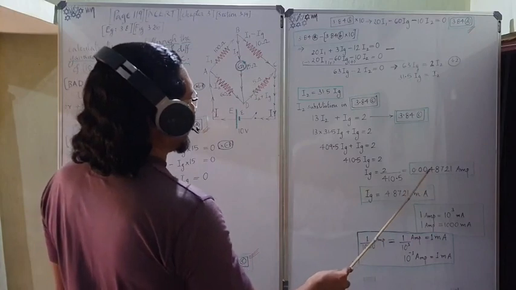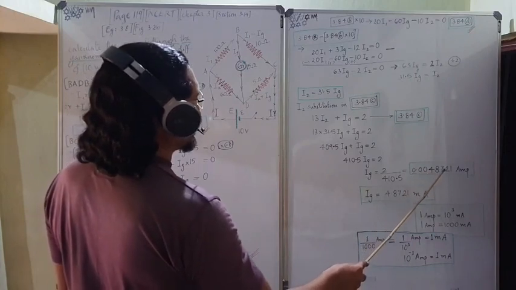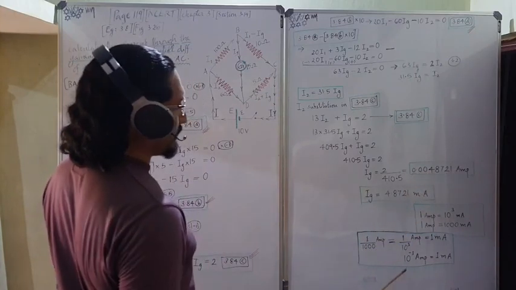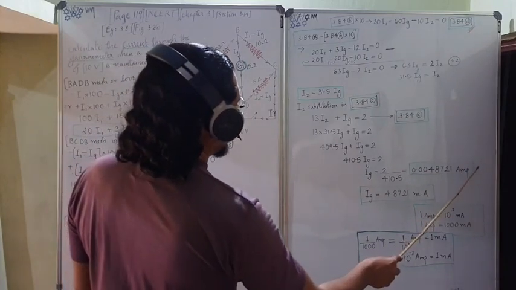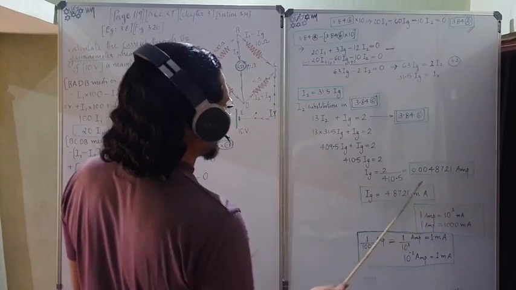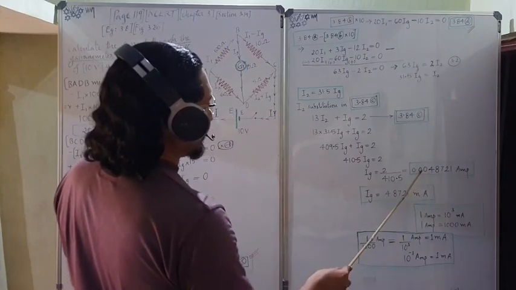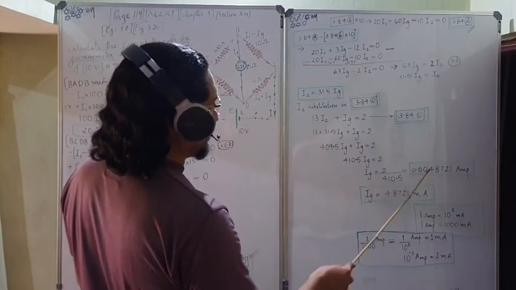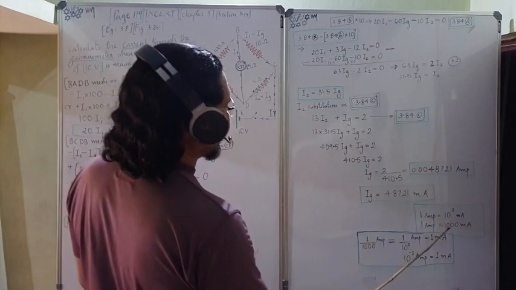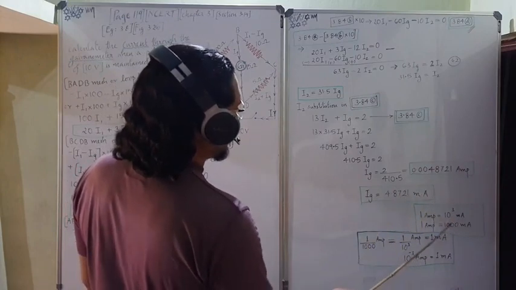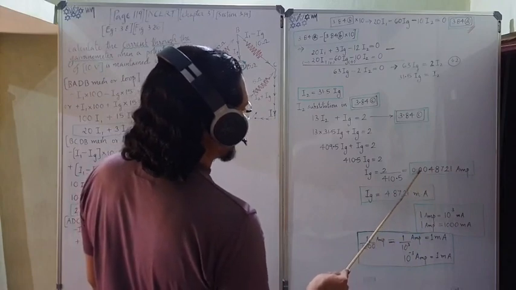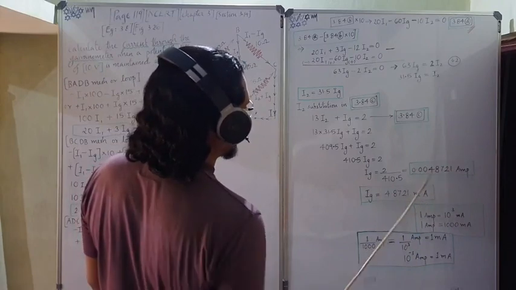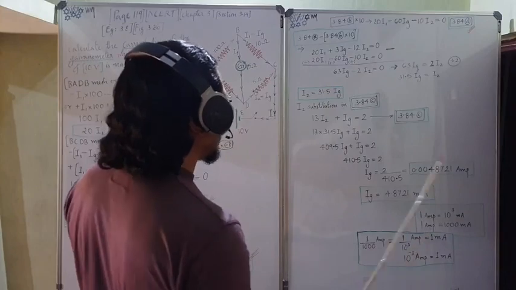So 0.0048721 into 10 raised to 3. That means this ampere into 10 raised to 3. That means the whole into 10 raised to 3 gives 4 point. That means 3 zeros are there. Now this whole thing into 1000, 4.8721 milliampere. Study all these conversions.